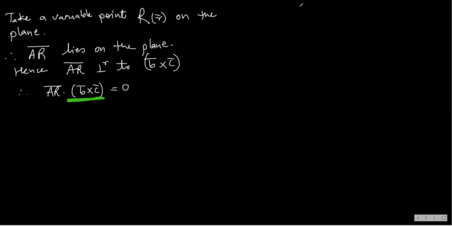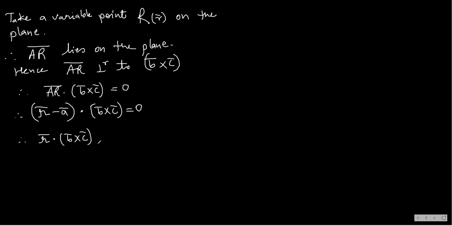It's a vector perpendicular to the plane. Now what I do next is, I will write here, therefore, (R bar minus A bar) dot (B bar cross C bar) is equal to 0. Now you will distribute this. So you will have, therefore, R bar dot B bar cross C bar minus A bar dot B bar cross C bar is equal to 0.